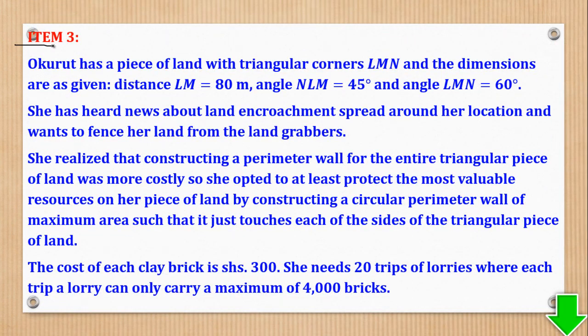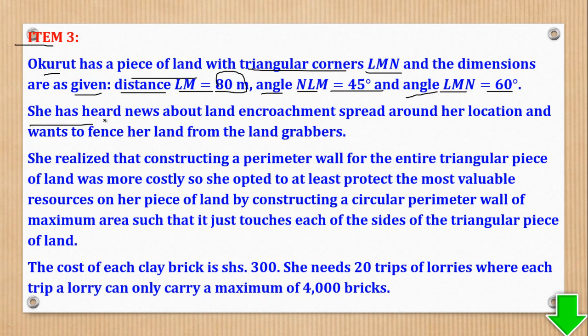So now we shall go to item 3. Item 3 says, Okrut has a piece of land with triangular corners, LMN, and the dimensions are as given. Distance LM is 80 meters. Meters means we need to use some scale, okay? Angle NLM is 45 degrees, okay? Angle LMN is 60 degrees.